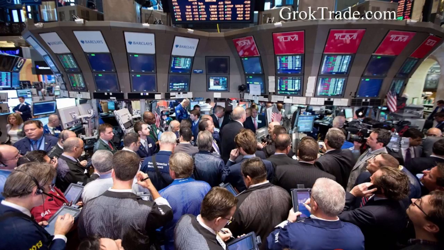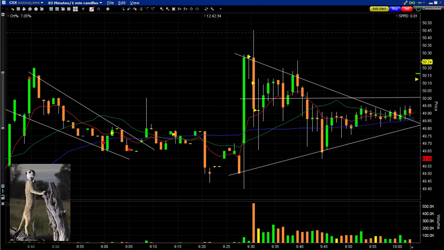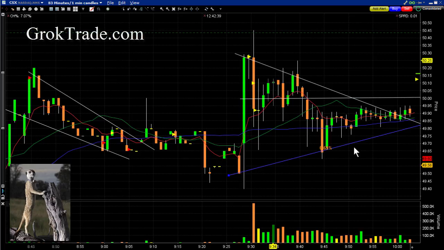Today's lesson is: always use a stop when trading. Let's take a look at a trade we had this morning in the Grokstar trading room. It was on CSX, in a symmetrical triangle right after opening, getting tighter and tighter, just underneath the $50 mark.